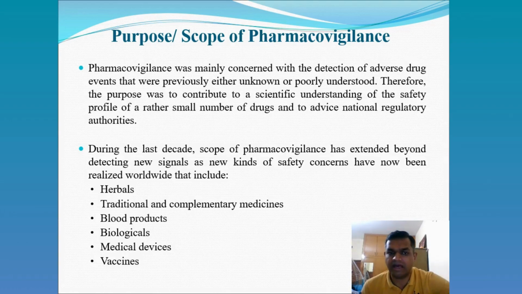We have seen during the last decade, the scope of pharmacovigilance has extended beyond detecting new signals as new kinds of safety concern have now been realized worldwide. That includes herbal areas, traditional and complementary medicine areas, blood products, biologicals, medical devices, and vaccines. So other than allopathic medications, these areas of traditional concern will be of utmost priority in pharmacovigilance.